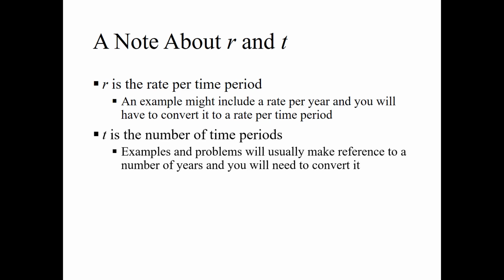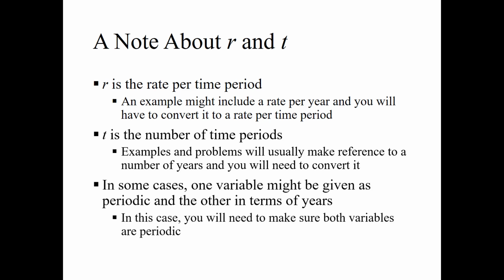Our T is going to be the number of time periods, and in some problems or examples, they will usually reference a number of years and you might need to convert it. Again, in these next couple of examples, simply because we are using an interest rate per year and a number of years, we can just use our interest rate and our T directly in our calculator. In some cases, you may need to make an adjustment if one variable is listed as periodic and another is per year.